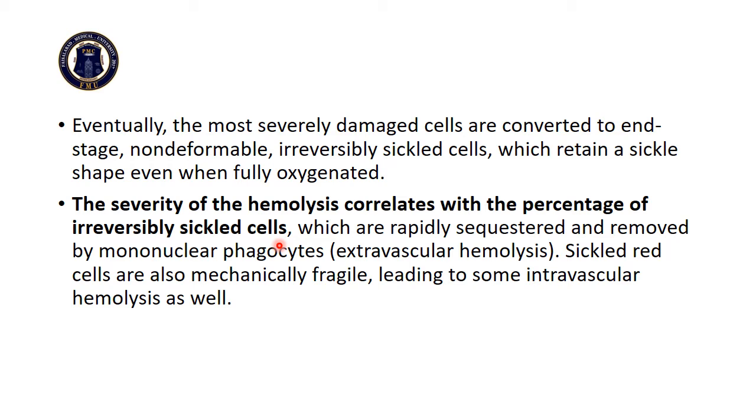As these cells are deformed and non-elastic, they are entrapped inside the splenic sinuses, and as a result they are phagocytosed. Sickle red cells are also mechanically fragile and they will destroy themselves within the vessels, so we will see some intravascular hemolysis as well.